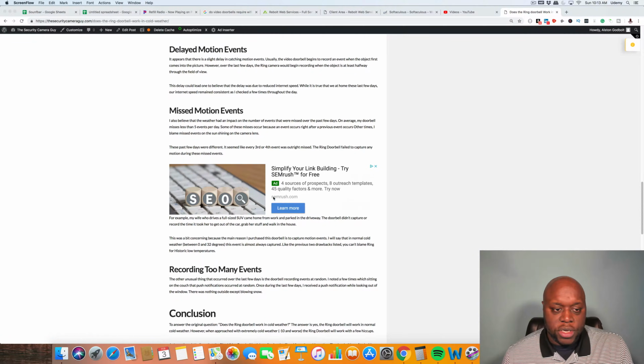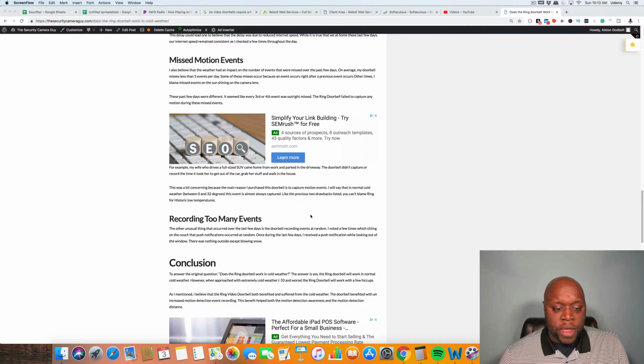The next thing that I noticed is there were a few motion events that were missed. Now, from time to time, my Ring video doorbell does miss motion events, and that's usually because two events happen back to back. For example, a car drives by and the Ring doorbell catches the first motion event. It records for 30 seconds, and then on second 32 or 33, another car drives by or a kid walks by or something like that. The Ring doorbell may miss that motion event from time to time, but with the cold weather, it seemed that a lot more events were missed over this week period. So that's something that's a little bit concerning and to be cognizant of.